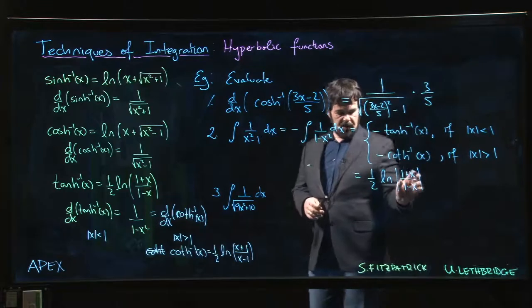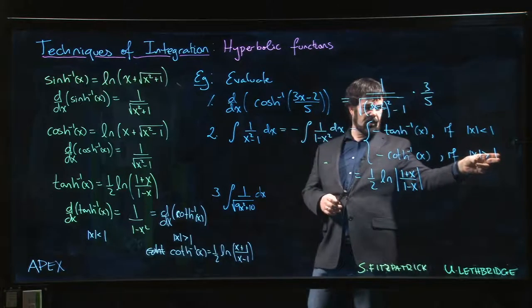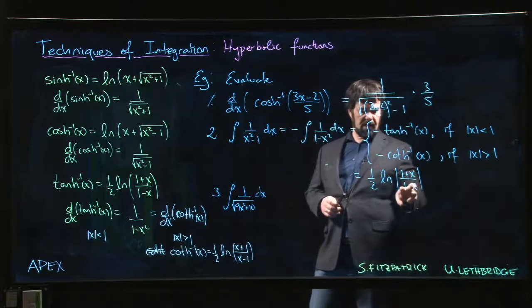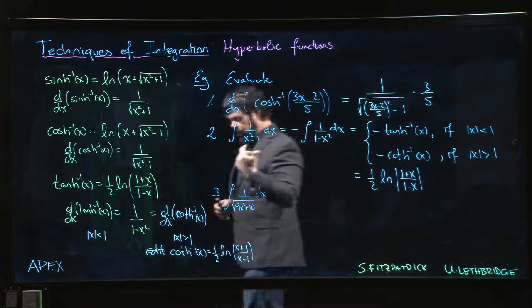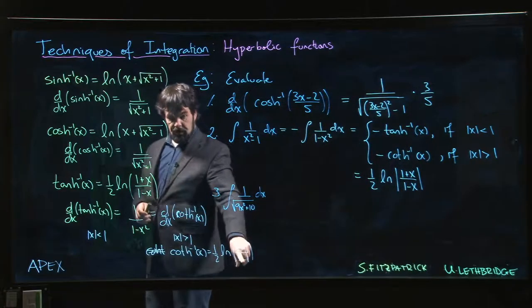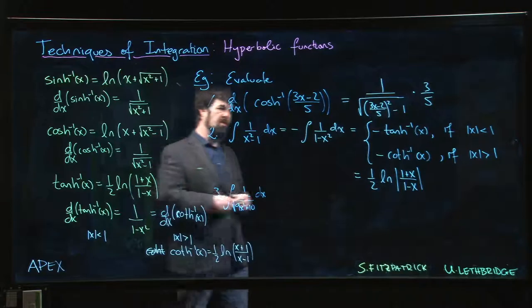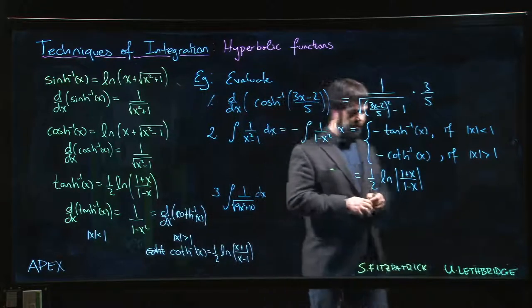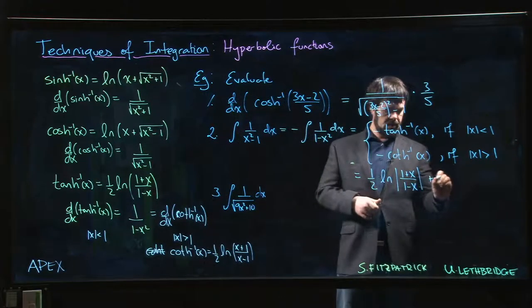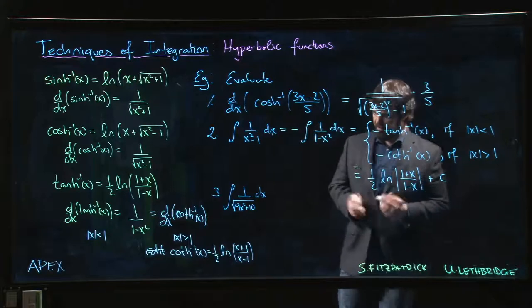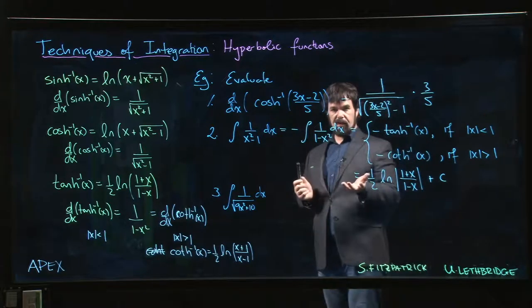So the absolute value in the case where absolute value of x is bigger than 1, this will be negative. Absolute value switches the sign. So either way, you're good, you're in business, okay? As long as we remember our constant. Okay, so that's kind of a cool result.